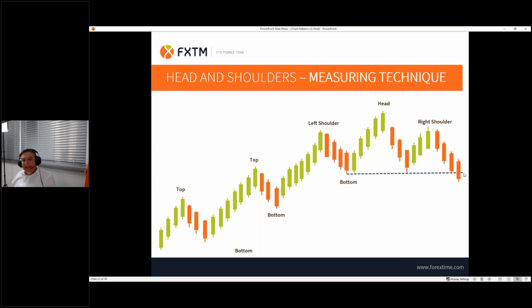So traders will sell here and place a stop loss at the top, at the right shoulder. According to this theory, if we take the height of this pattern and project it at the breakout level right here, then this is the minimum target that we expect prices to go. Okay, guys, so you see that this measuring technique is present in all these reversal patterns.